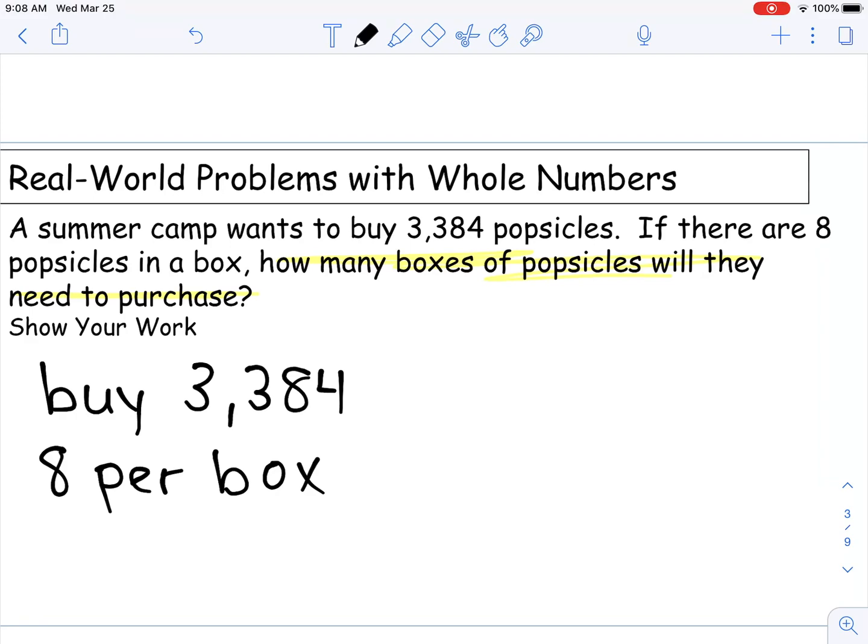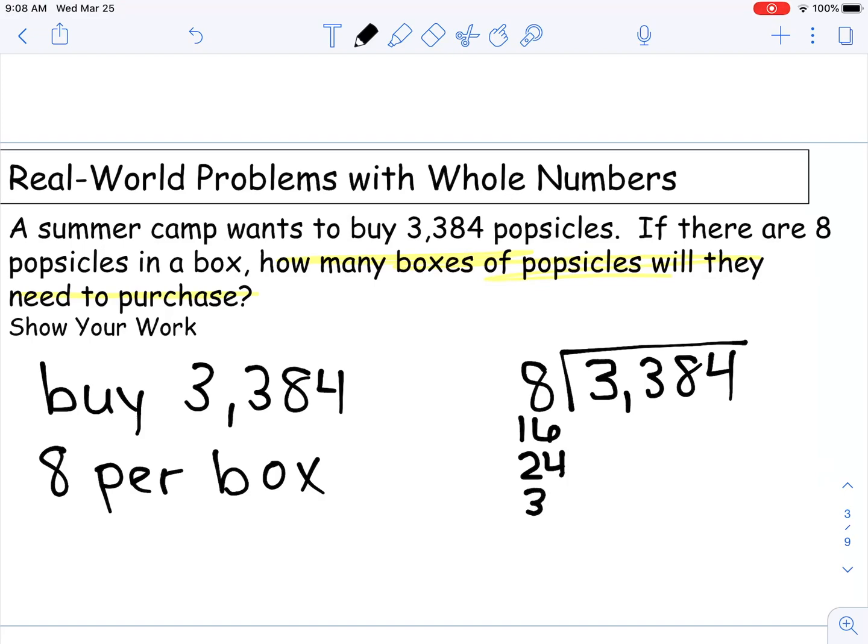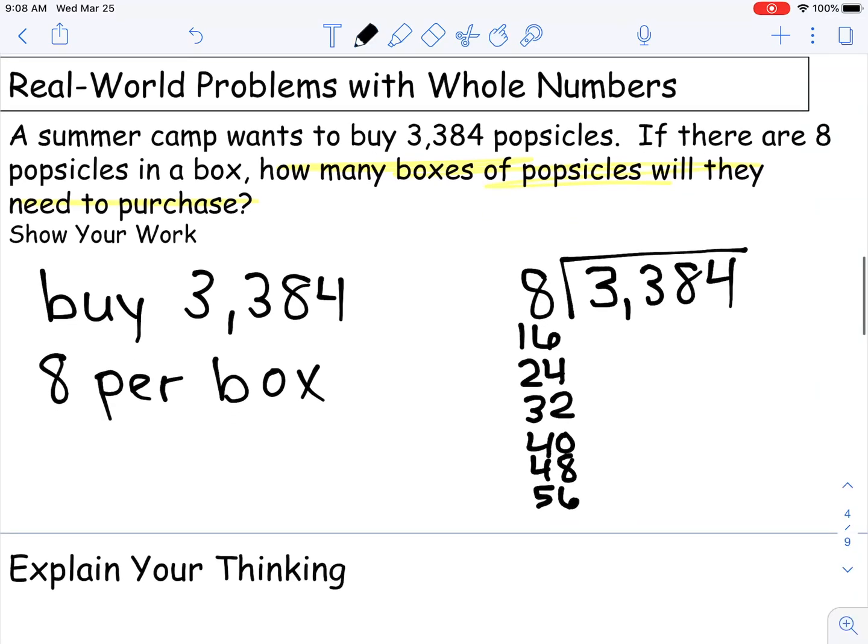So if they want to buy 3,384 individual popsicles, and you can only get 8 in a box, we need to figure out how many boxes. So we need to take what they want divided by how many are in a box, which is 8, to figure out how many boxes they need. Skip count strategy. 8, 16, 24, 32, 40, 48, 56, 64, 72.